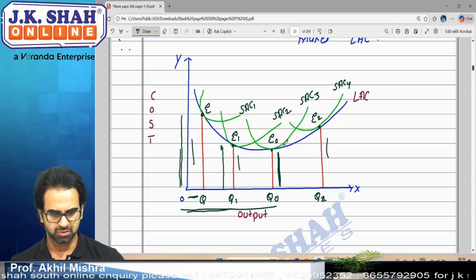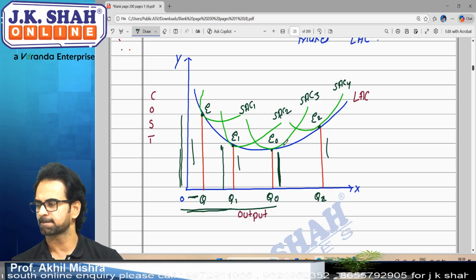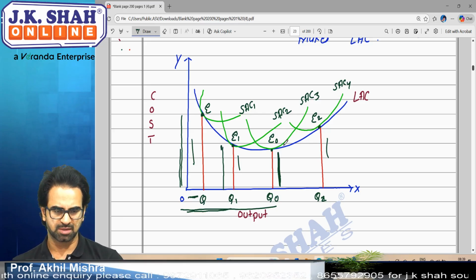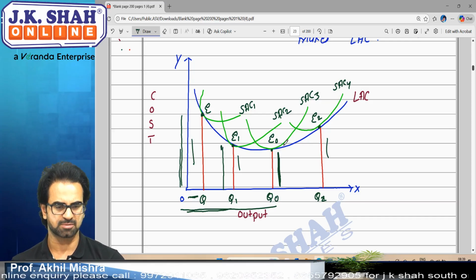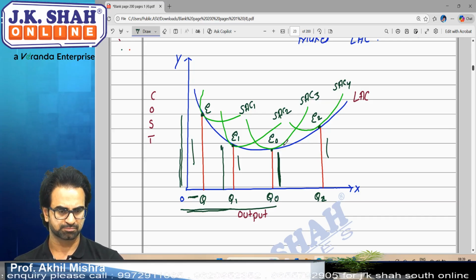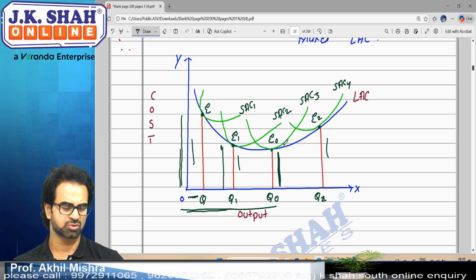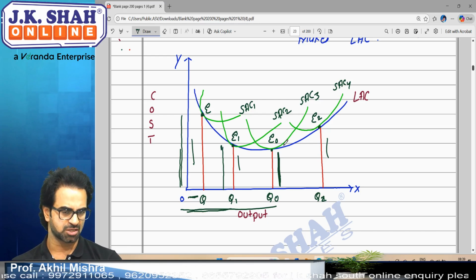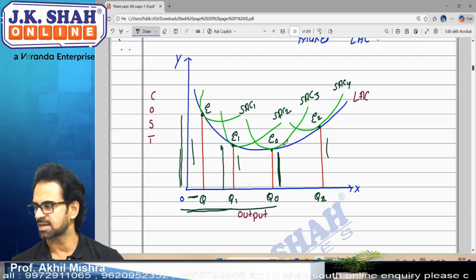So, being a rational producer, any producer wants to keep their cost as low as possible. So, the best output is OQ0 and cost is E0, Q0. You understand?